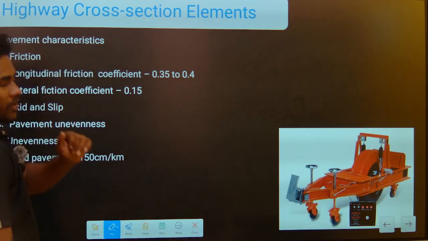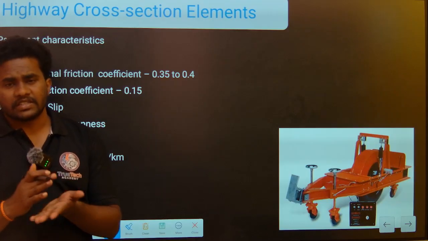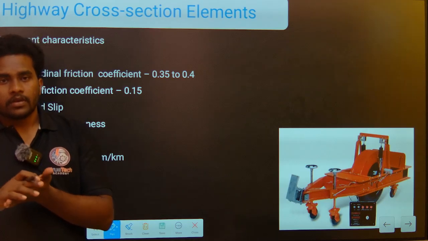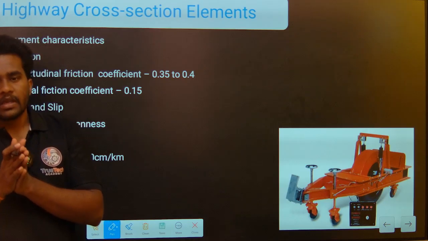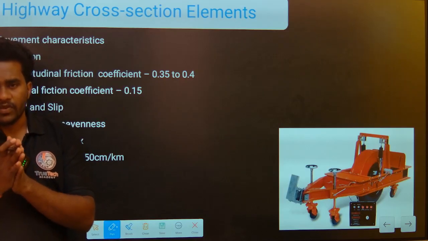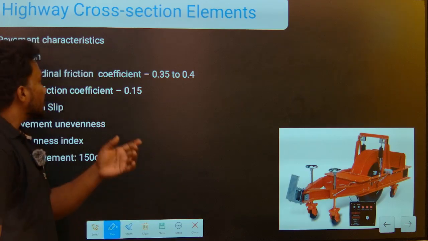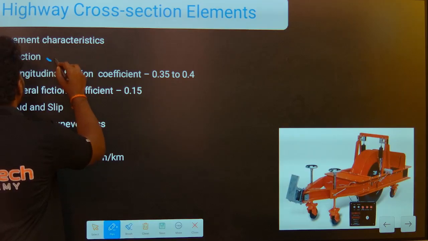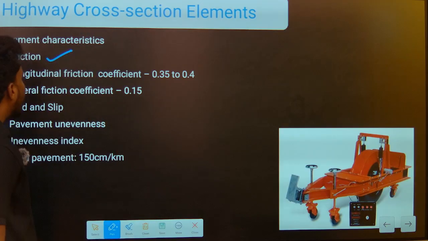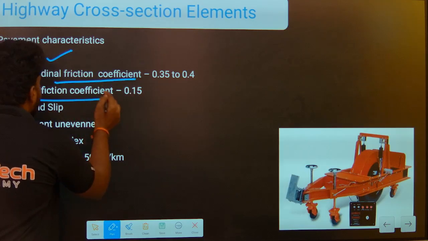Okay, friction. We know what friction is. Friction is nothing but the force between two members. Here we are considering the shear force between the tire and the road surface. So this is the main important factor that we consider in the cross section elements. In that, we have the longitudinal friction coefficient and the lateral friction coefficient.